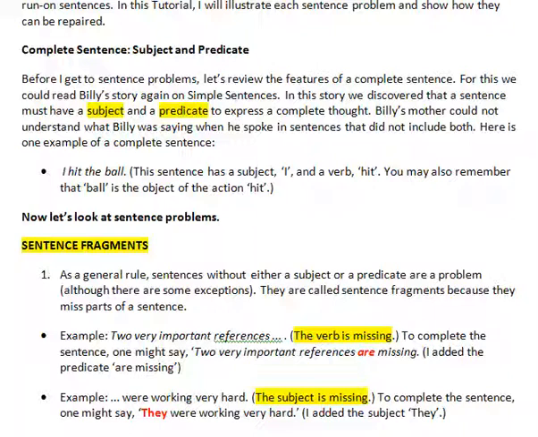Before I get to sentence problems, let's review the features of a complete sentence. For this, we could read Billy's story again on simple sentences. In this story, we discovered that a sentence must have a subject and a predicate to express a complete thought. Billy's mother could not understand what Billy was saying when he spoke in sentences that did not include both. Here is one example of a complete sentence. I hit the ball. This sentence has a subject, I, and a verb, hit. You may also remember that ball is the object of the action hit. Now let's look at sentence problems.